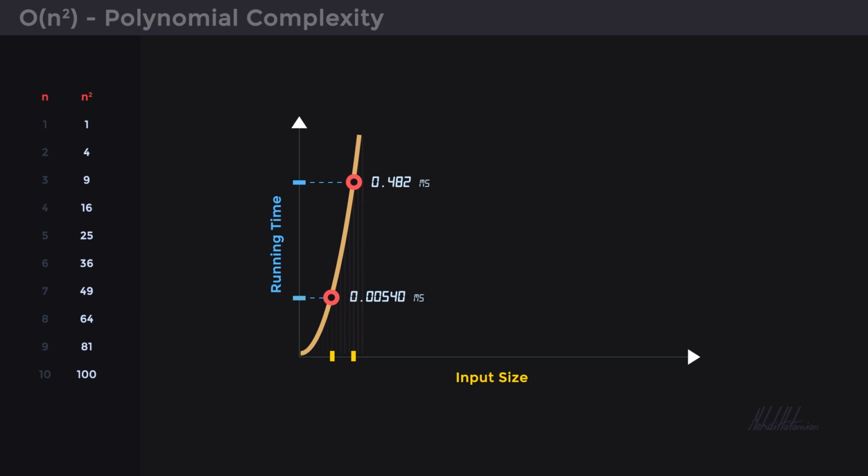For example, going from an input size of 1 to 10 causes the number of operations to grow from 1 to 100. I tried to convey the intuition behind polynomial time complexity, and I hope you found it helpful.